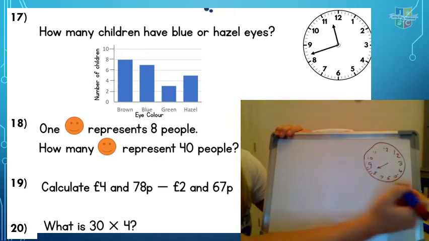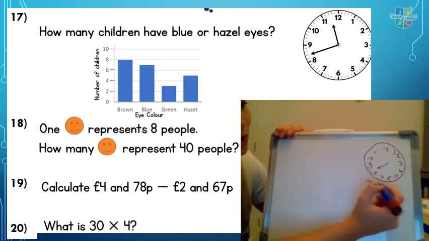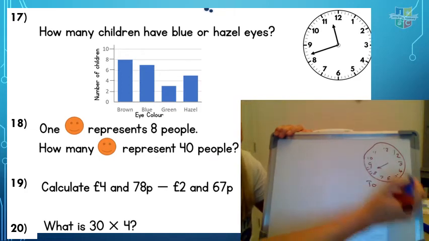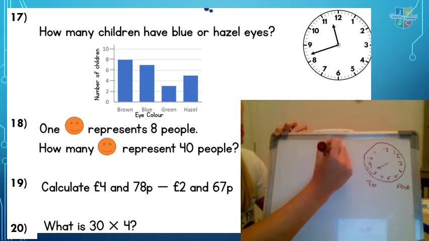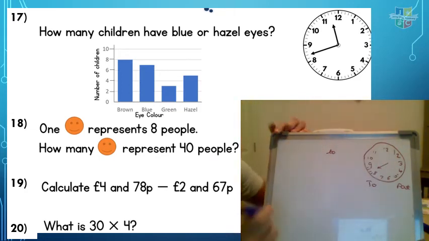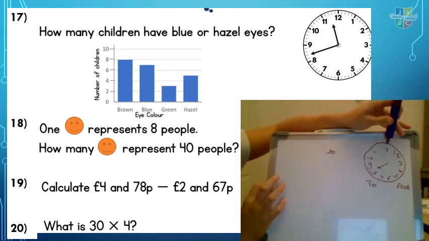Now to work out, first of all, we can see that it's on the 'to' side of the clock. So I know that it's going to be something minutes to. Now to work out how many minutes to, we can still start from the 12 and we can count backwards.